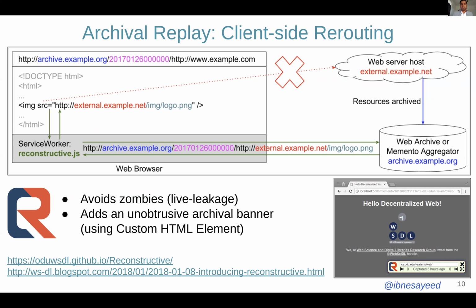For this, we introduced a JavaScript library based on service workers called Reconstructive. Another tool that exists for this, another library, is called wombat.js, which doesn't use service workers, but it kind of overrides the DOM itself and handles using JavaScript proxy object.